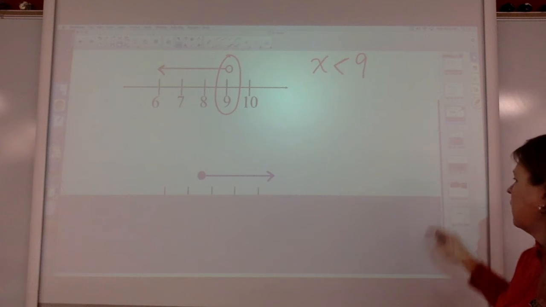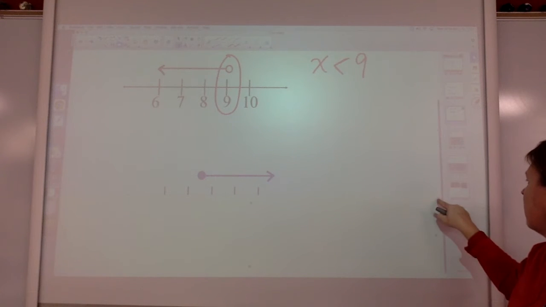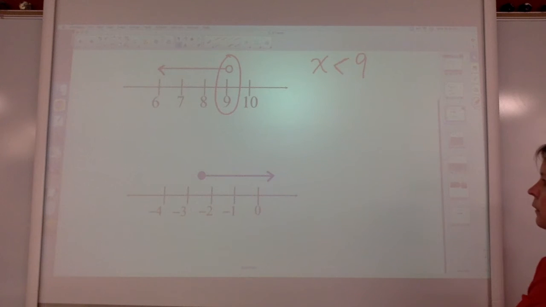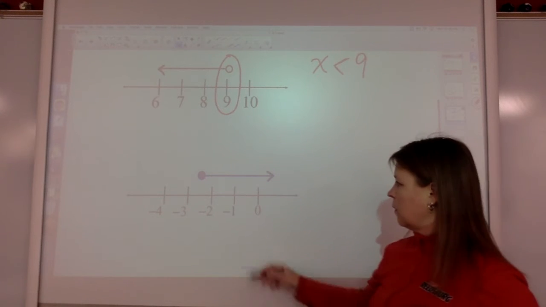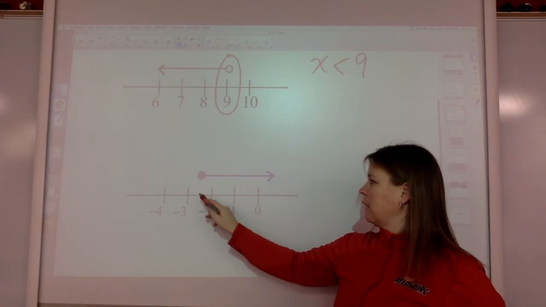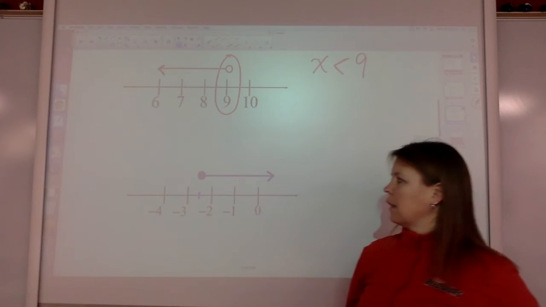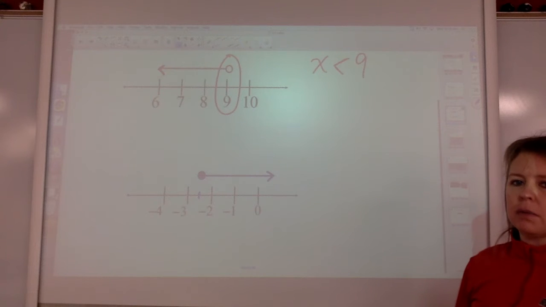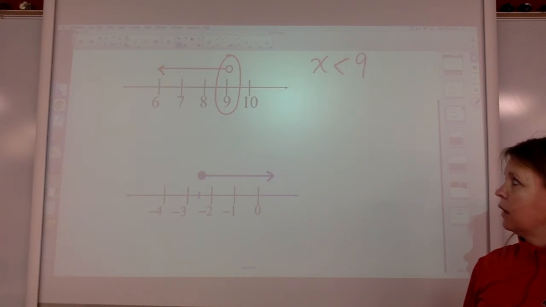Try this one. Draw it in your notes. Make sure you have a diagram of it so you have something to go back to. And of course, I didn't draw it perfectly over. You can't guess where this is if they don't give you any markings. We're going to go with, let's say that it's perfectly split between negative 2 and negative 3.